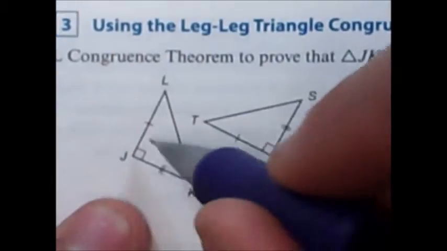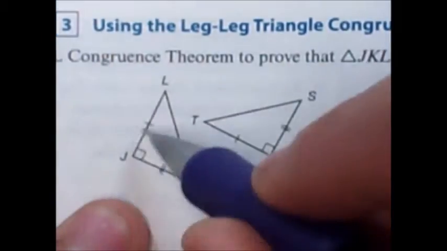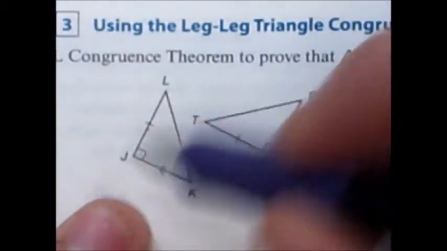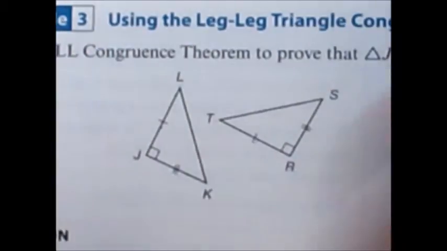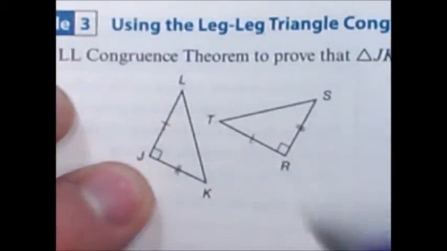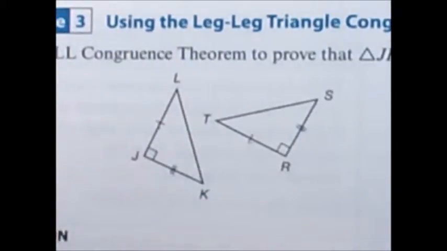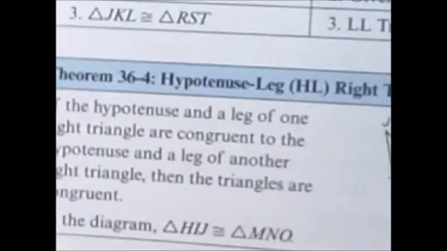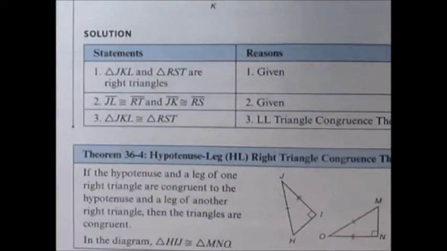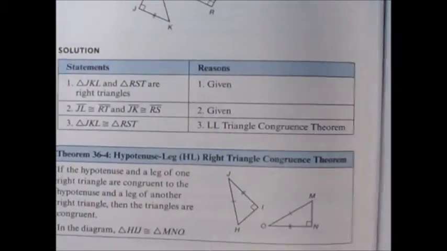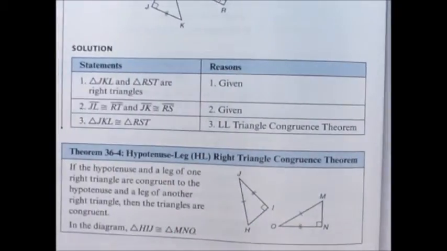So here's a leg that's congruent to that leg. This leg is congruent to that leg. So TR is congruent to LJ, and JK is congruent to SR. So I can say that the total triangle is congruent because they are right triangles and they satisfy that thing right there. Okay? So leg-leg. Here's the quick rundown of what it looks like if you wanted to look at it. Okay? We'll do it in shorthand version of basically the same thing.